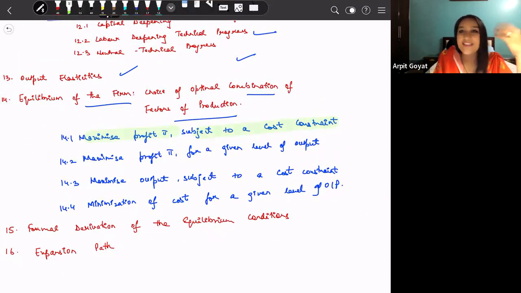Then because हमारे किसी भी producer का aim क्या होता है, in order to maximize the profit. Then we will discuss for a given level of output how to maximize the output subject to a cost constraint and how to minimize the cost for a given level of output. So we will discuss under all these four conditions how to achieve the equilibrium for a firm. Then we will formally derive the equilibrium, formal derivation of the equilibrium conditions, and lastly we will discuss here the expansion part.